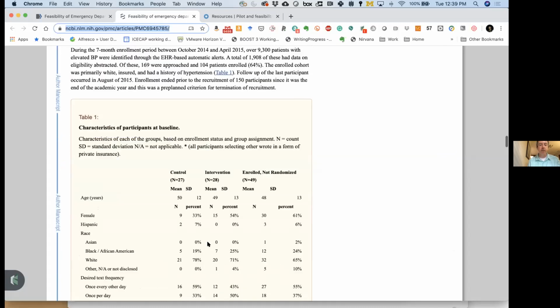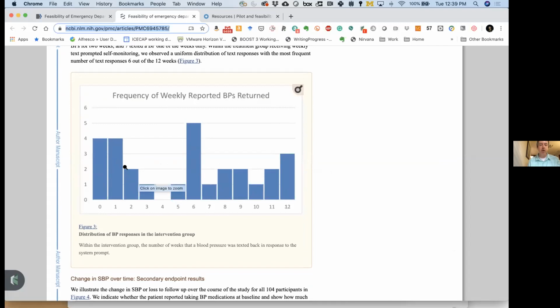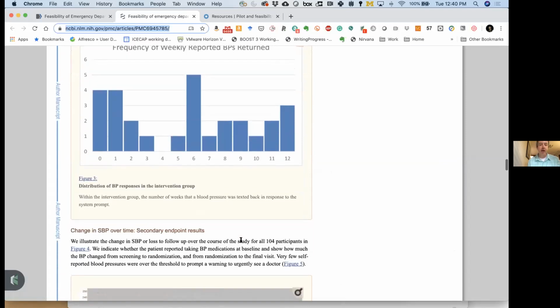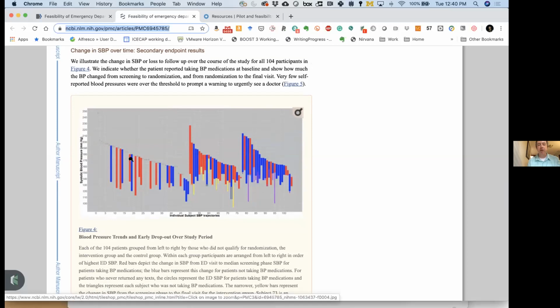Another important thing was just how often, after they got into the study, people were texting us back during the study, in terms of how many people were texting back a blood pressure over time during those weeks. And this is at the individual level, some people would text back more over time. And then we did some things looking at how much their blood pressure was changing over time and so forth.